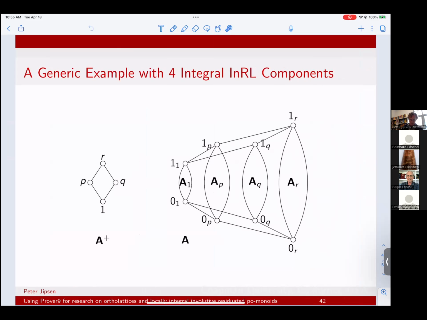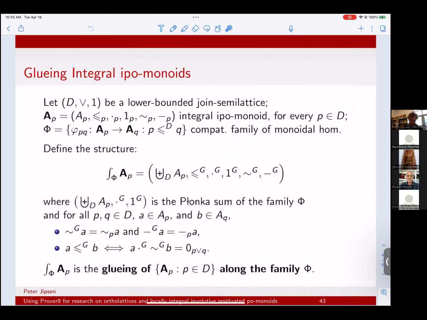And here's an example. Your components are integral, so they each have these local ones. This is the semi-lattice index set over which the Plonka sum is taken. And this is the resulting algebra A that you get. And you can do this gluing, and we worked out the conditions that have to be satisfied for the gluing to succeed.